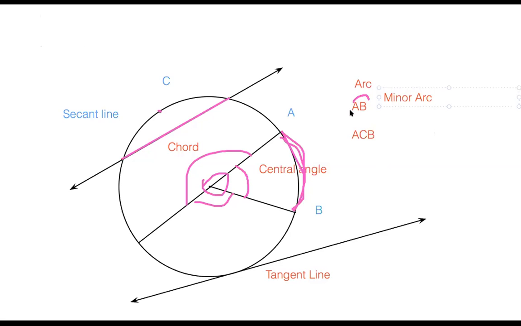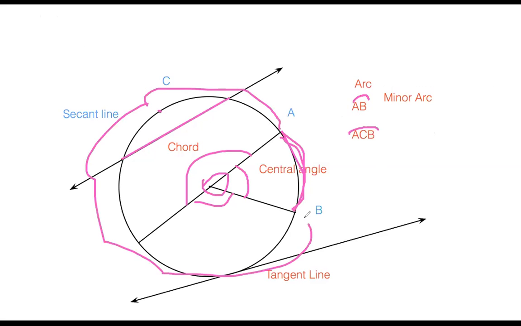But if I call it ACB, then that's going from right here. Arc ACB goes all the way from A through C, all the way to B. So that's called a major arc. So there's a big difference there.